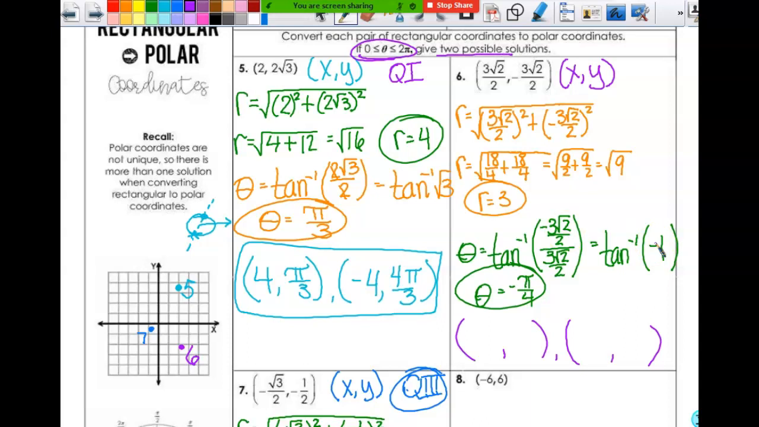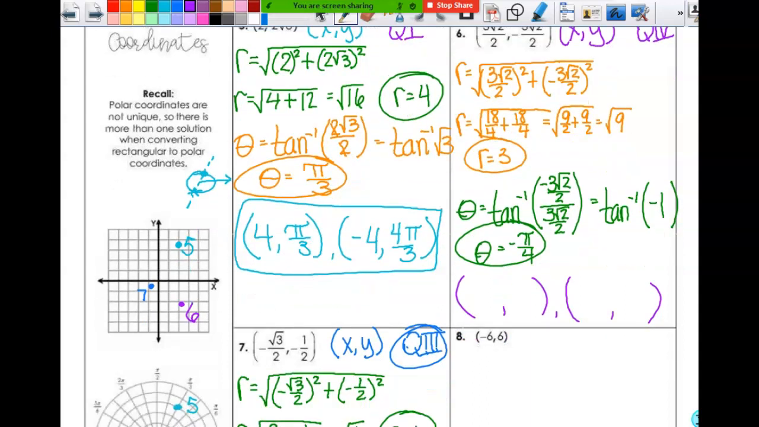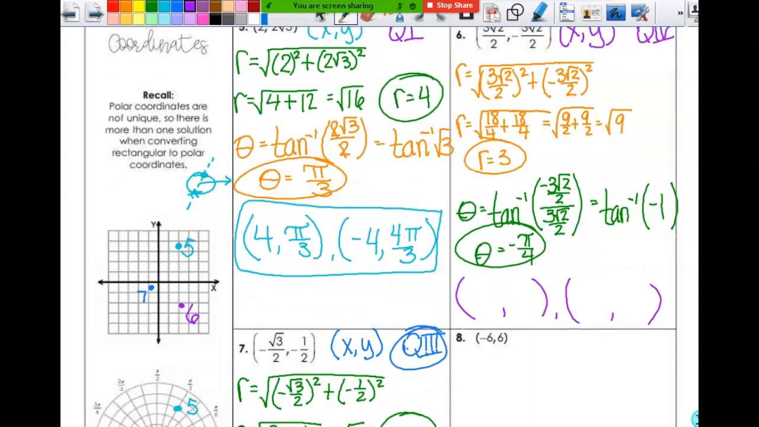But I don't get to use that angle because it says theta is between 0 and 2π. No negative angles. But I do know that this ordered pair, if I go positive, negative, I'm supposed to be in quadrant 4. So I actually end up here, but I need the positive version of that. What is it? 7π/4. Yes, very good. So this is going to be (3, 7π/4).